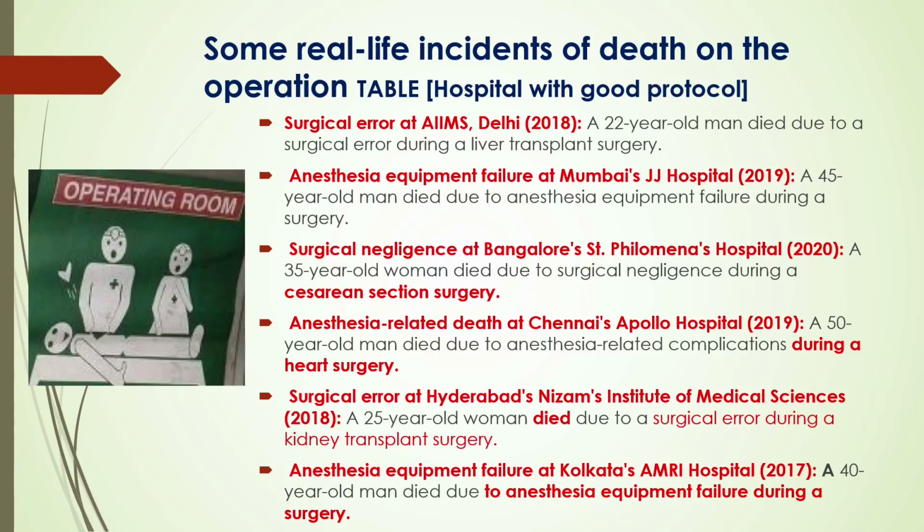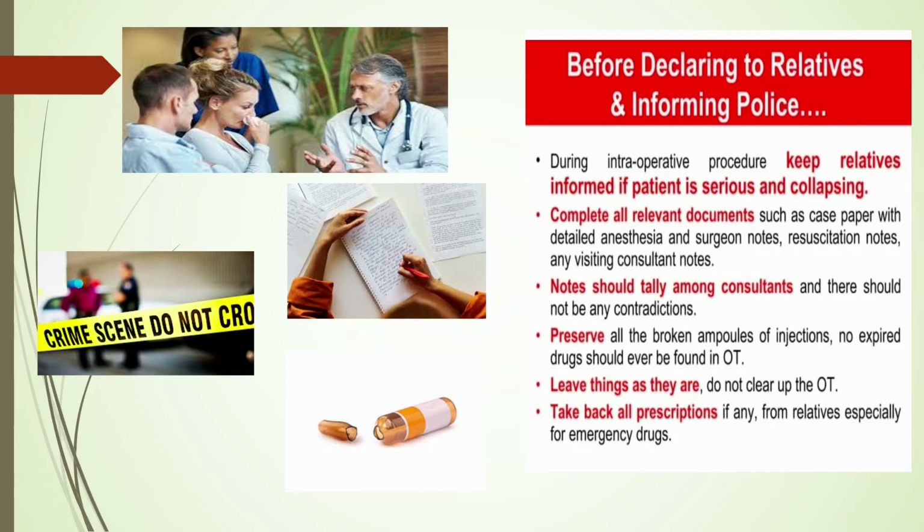I am enlisting some of the examples, such as surgical error at AIIMS Delhi during transplant surgery, anesthesia equipment failure at Mumbai's JJ Hospital, then surgical negligence at a Bangalore hospital, and anesthesia-related death at Chennai's Apollo Hospital, and like this at Calcutta and Hyderabad's Nizam Institute. So though these institutes are reputed, death on table can happen at any place. So we must be prepared to handle this situation.